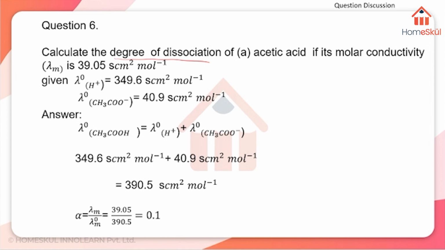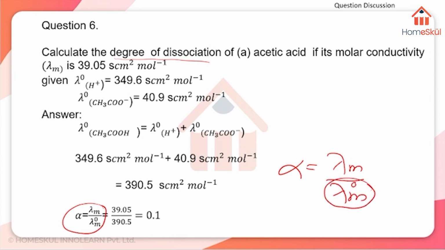So what is the equation for that? That is alpha equal to lambda m by lambda m0, that is the limiting molar conductivity of acetic acid. So how does acetic acid split? Look, how can we calculate lambda 0 of CH3COOH? Lambda 0 H+ plus lambda 0 CH3COO-.